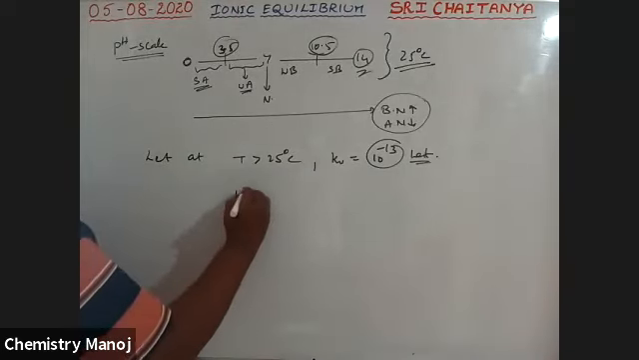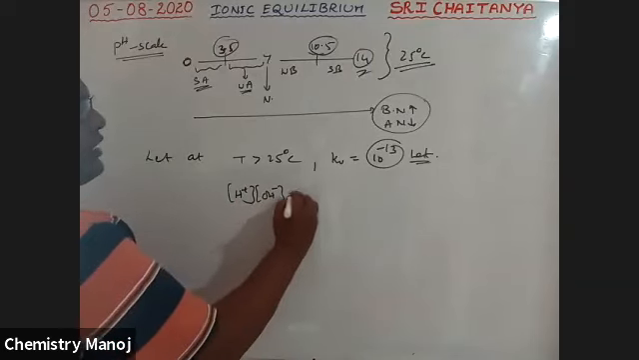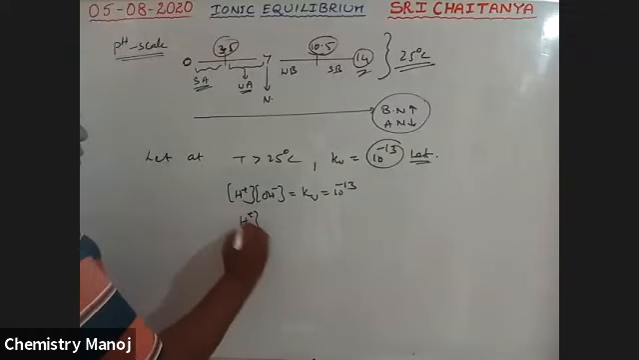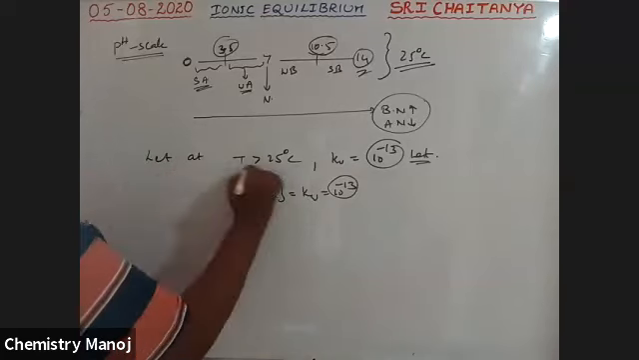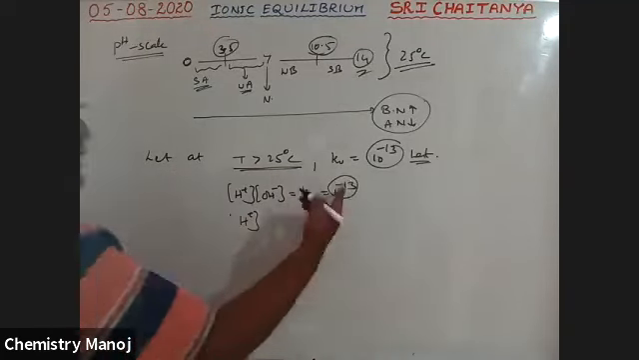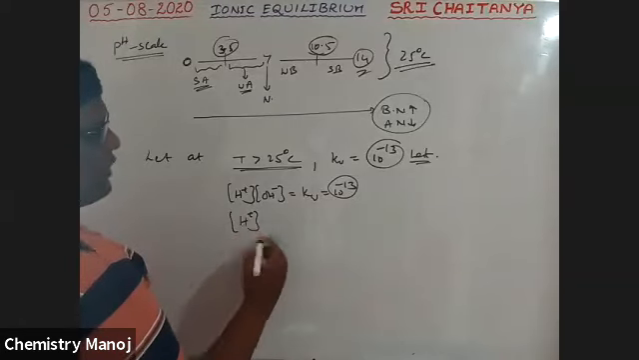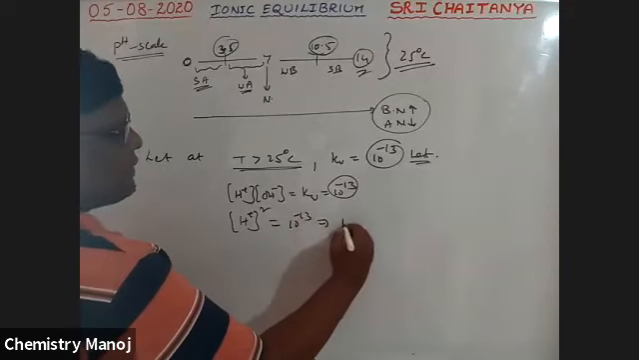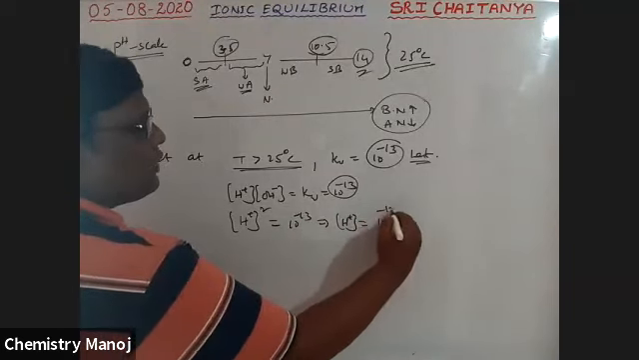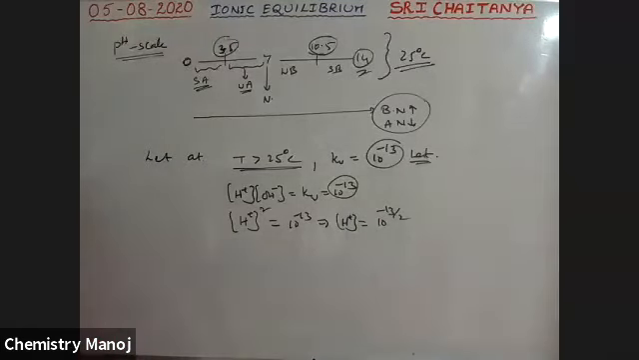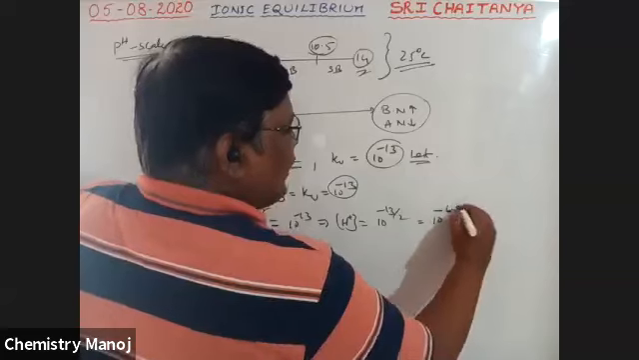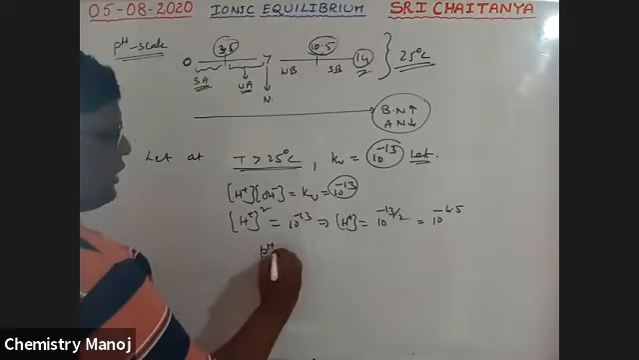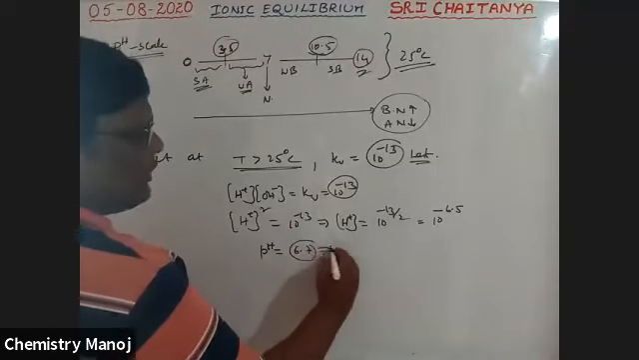Now, at any condition, H plus concentration times OH minus concentration is equal to Kw, which is equal to 10 power minus 13 at this temperature, greater than 25 degrees centigrade. In a neutral solution both concentrations are the same, so H plus concentration is equal to the square root of 10 power minus 13, that is 10 power minus 13 by 2, which is equal to 10 power minus 6.5. That means if pH is equal to 6.5, it is neutral.